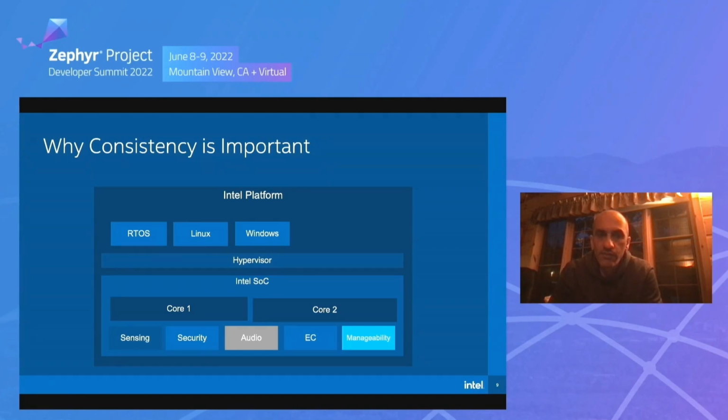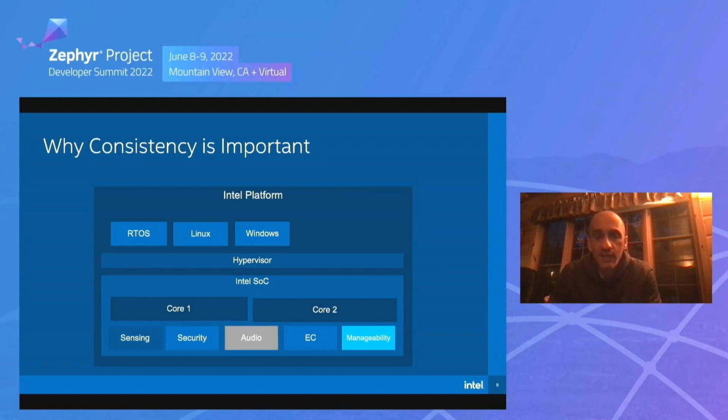So, taking sensing for example, it's running on x86 on IA. Audio is running on Xtensa. Manageability on some Intel platforms is running on ARM. It can also be running on x86. EC, the embedded controller, is running on either ARM or RISC-V. Security might be running on ARC or x86.